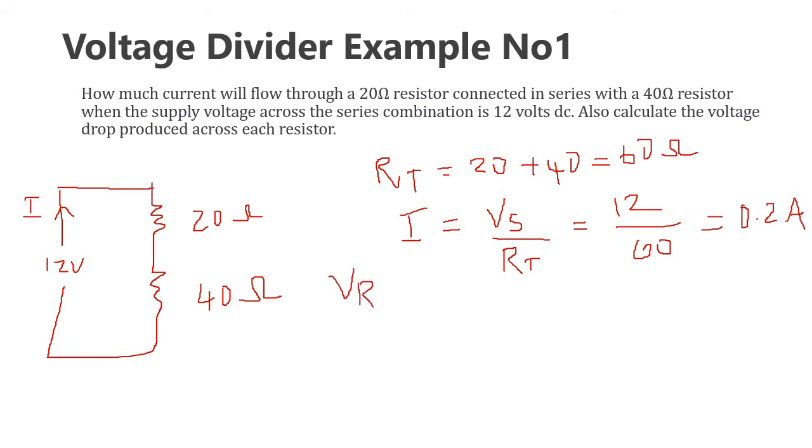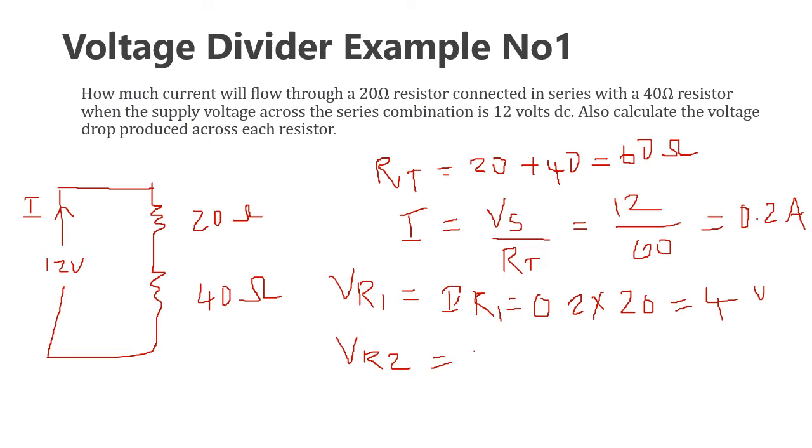Then now we can take the relationship for VR1. We can simply find the value for VR1. That will be equal to I into R1. We know the value of I as 0.2 ampere and R1 is 20 ohm. So that will be equal to 4 volts. Likewise, we can find VR2 also. VR2 will be equal to I into R2. So that is equal to 0.2 ampere times 40 ohm, equal to 8 volts. So very easy question.